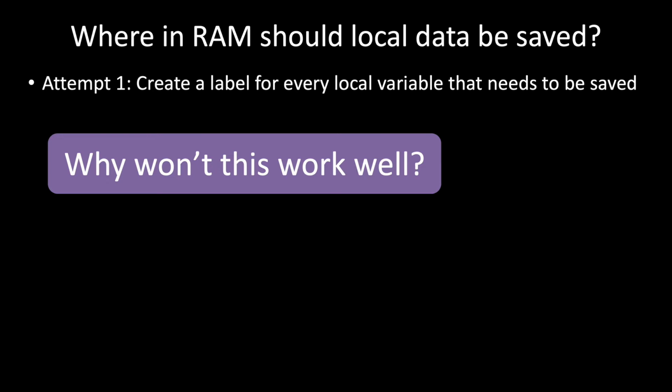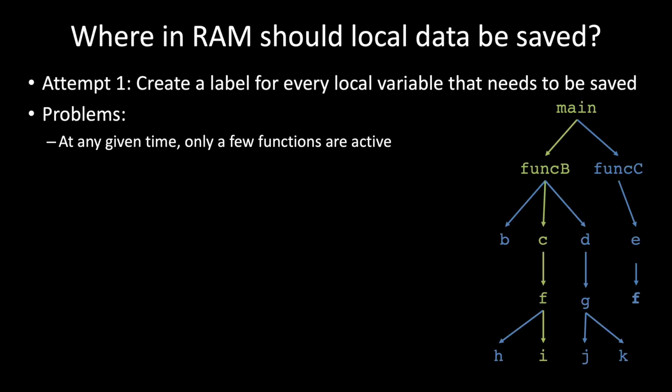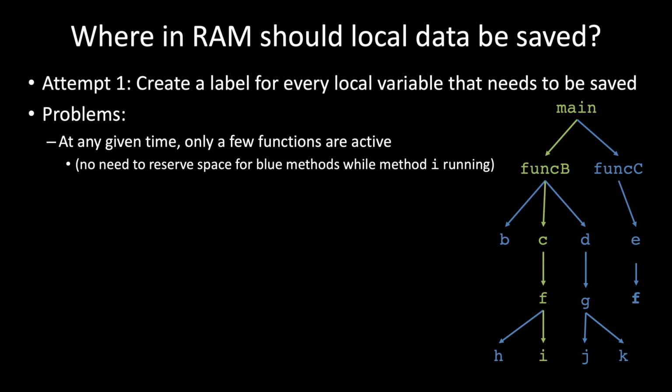Well, I see 2. First, it would use too much memory. Remember, only a few functions are active at any given time. For example, while function I is running, we need only store the local data for functions above it in the call stack, the functions shown here in green. Functions to the left, like B and H, are complete, so their data is no longer needed. Functions to the right haven't been called yet, so there's no data to store. In both cases, we want to avoid tying up space in memory that just simply isn't being used at the moment.